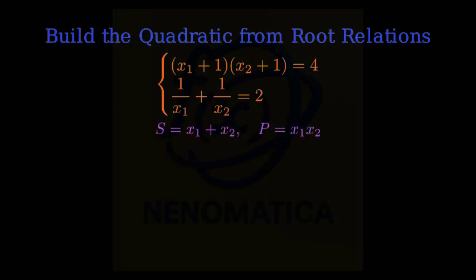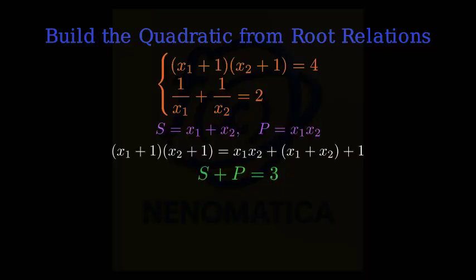Step 1. Expand the first relation. Left side becomes x sub 1 x sub 2 plus x sub 1 plus x sub 2 plus 1. That is P plus S plus 1. Set equal to 4. Move the 1 to the right to get S plus P equals 3. Step 2. Convert the second relation using S and P. 1 over x sub 1 plus 1 over x sub 2 equals (x sub 1 plus x sub 2) over x sub 1 x sub 2, which is S over P. That equals 2, so S equals 2P.